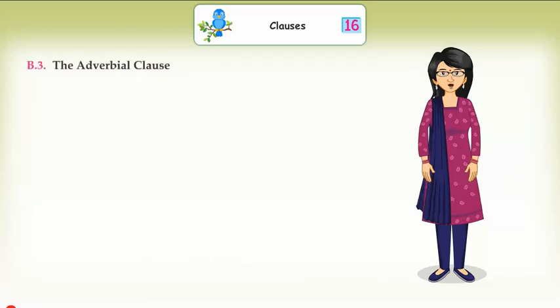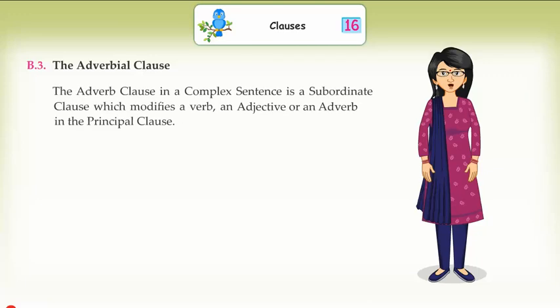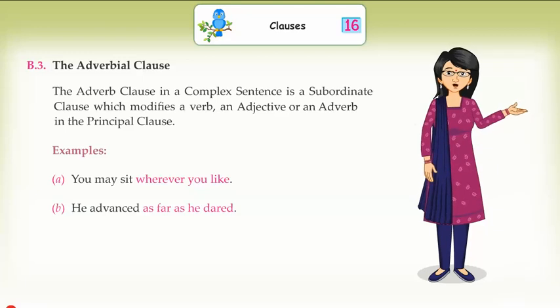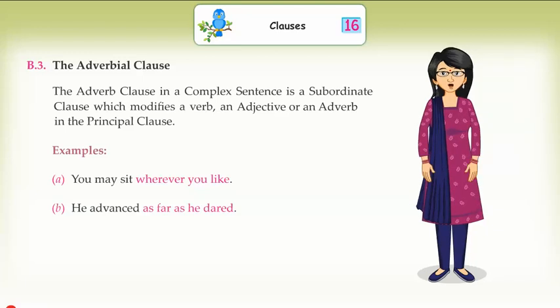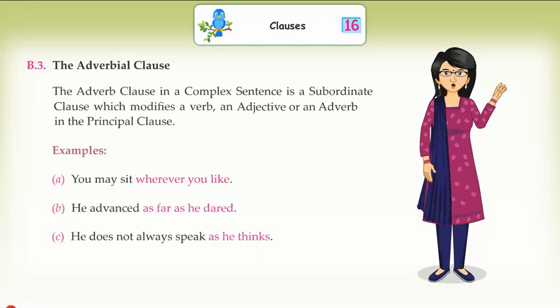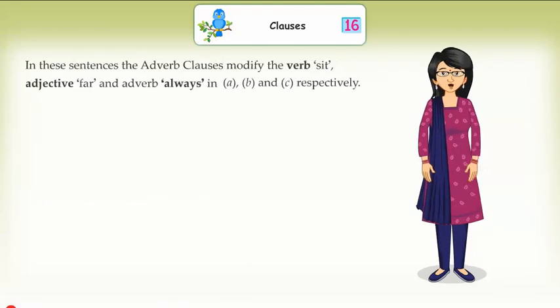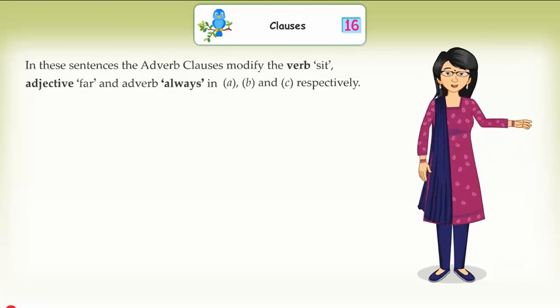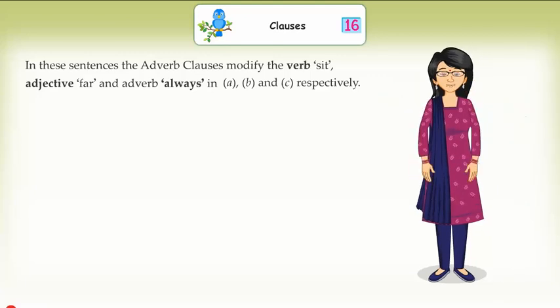B.3. The adverb clause. The adverb clause in a complex sentence is a subordinate clause which modifies a verb, an adjective, or an adverb in the principal clause. Examples: A. You may sit wherever you like. B. He advanced as far as he dared. C. He does not always speak as he thinks. In these sentences, the adverb clauses modify the verb sit, adjective far, and adverb always in A, B, and C respectively.